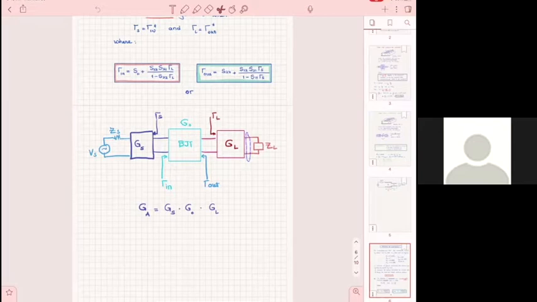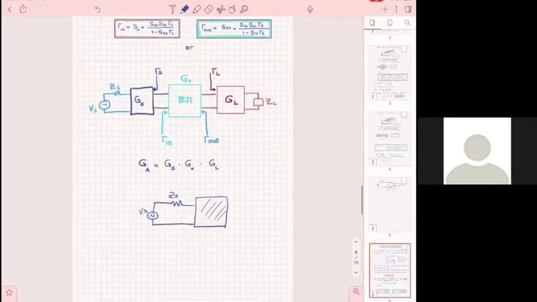No reflection. Remember what we said, the maximum available power? Let's assume that this is a load I have, and this is my source. When do I have the maximum power going from the source to this? Conjugate matching? Yes. No reflection is not conjugate matching.